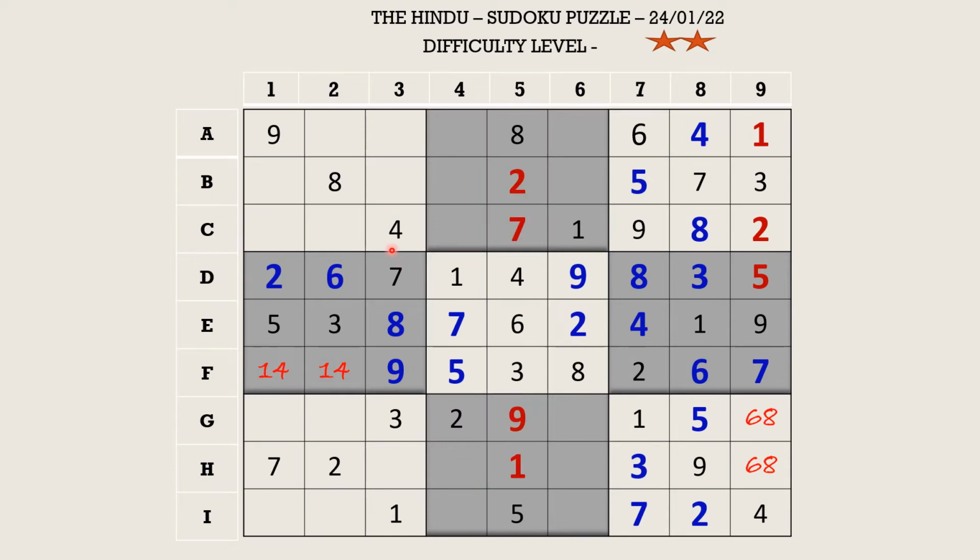Let's try to fill column 3. There are 3 empty cells and the missing numbers are 2, 5 and 6. In B row there is a 2 and 5 blocking. So B3 takes 6, and now the missing numbers are 2 and 5. There is a 2 in H row. So H3 takes 5 and A3 takes 2.